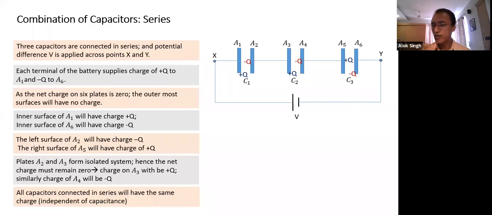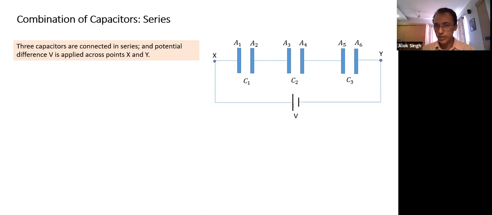What is the important condition for series connection? If two capacitors are connected in series, the plates are directly connected to each other without any branching in between. The moment there is any branch, with something else connected, that is not a series connection, and then the charges are not equal. In a series connection, charges will be equal.